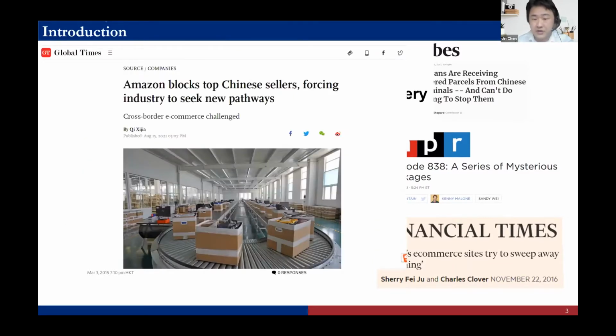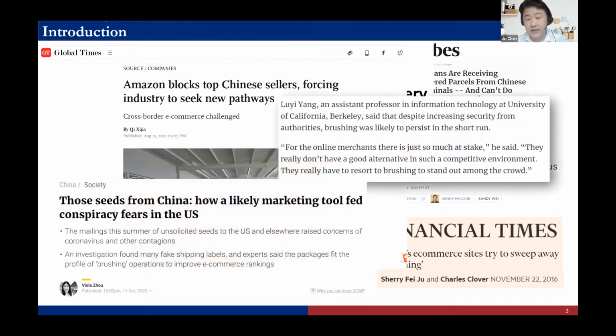Since May this year, Amazon has banned over 50,000 Chinese online merchants because of alleged manipulated reviews and sales volume. And some of these sellers made $1 billion in revenue in 2020. This phenomenon has become so contentious that one of the authors recently got approached by the South China Morning Post to comment on this practice.